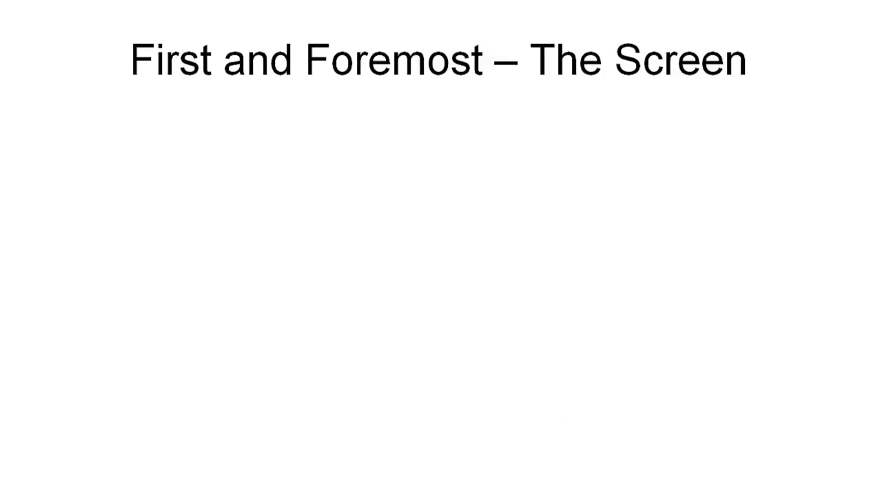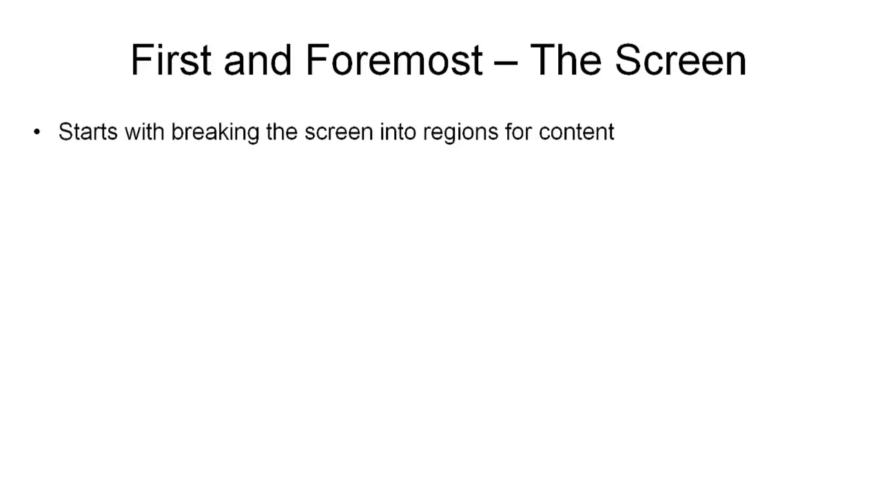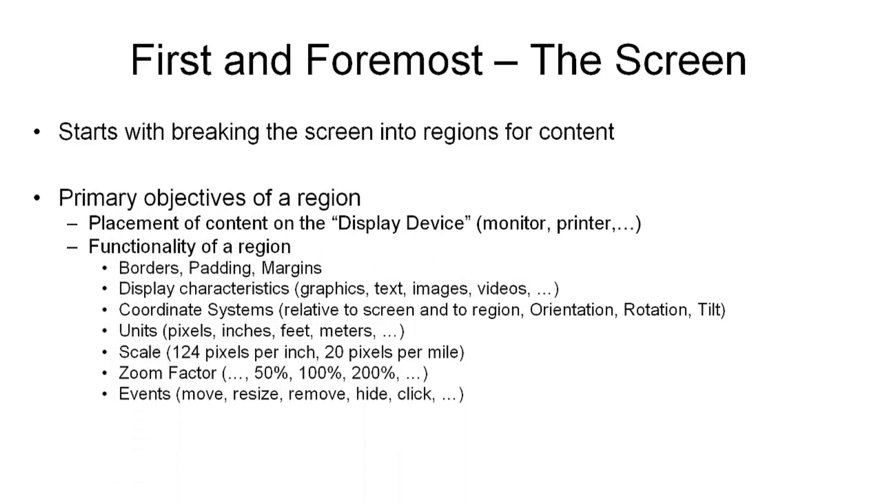So first and foremost, the screen. We're looking at a screen, we're looking at an area. We want to be able to put content on it. So we start by breaking the screen into regions for content. It may be just one region, the whole screen. I want my PowerPoint slideshow here to be on one screen. Or we want to break it up into 2 or 3 contents.